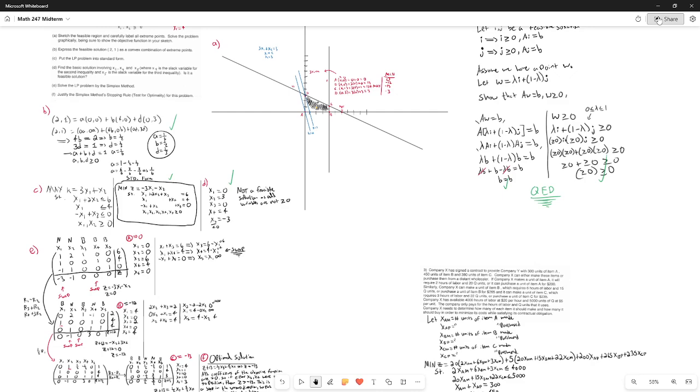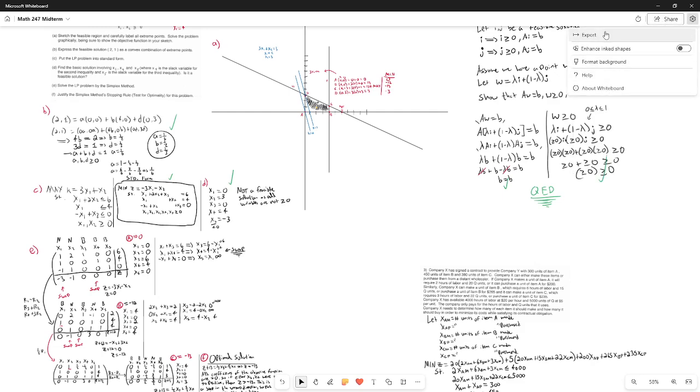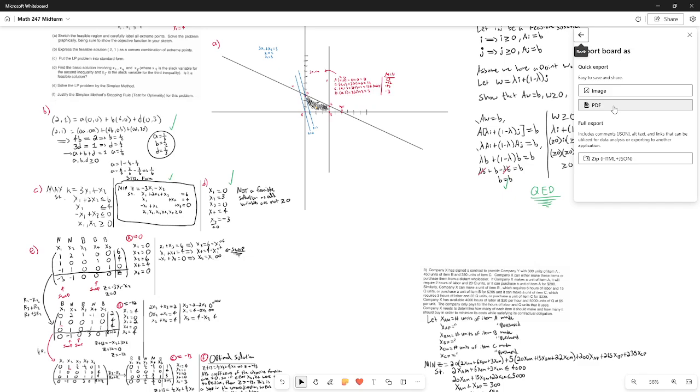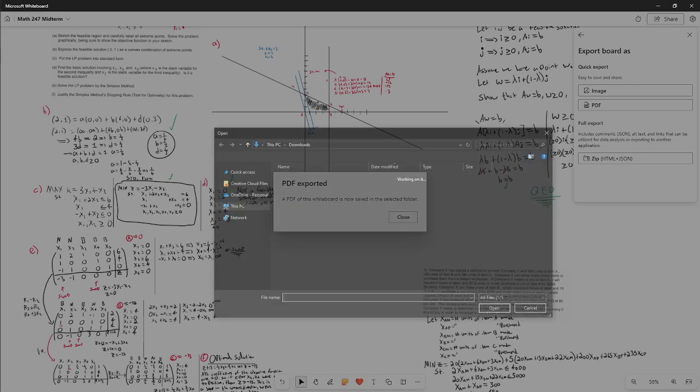I will send this as well. Can I not just download it? Export. PDF. Save. Okay, give me a second. Upload a file.